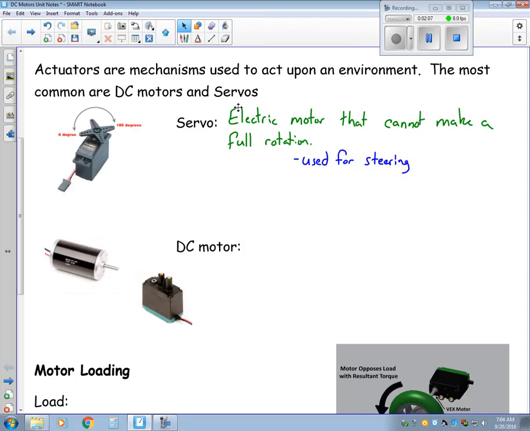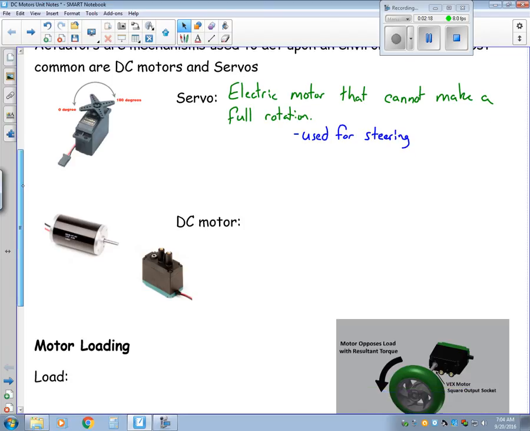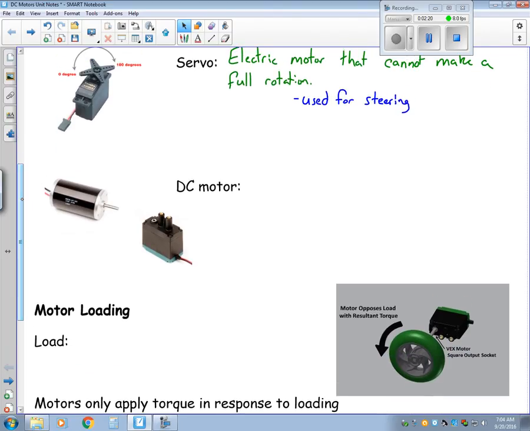There are other uses for servos, but the most commonly used ones you'll find is, if you build a radio-controlled car, you use it for the steering, maybe for the throttle as well. The DC motors then, basically it's some sort of device that's going to convert electrical energy into circular motion.